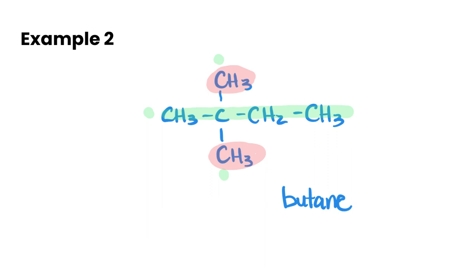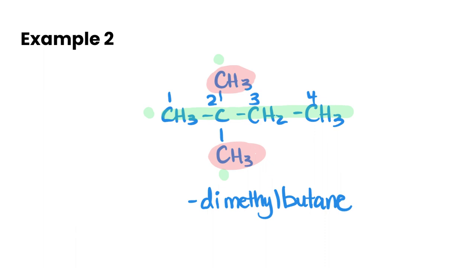We have to decide how we want to number our main chain. And if we go from left to right, it's going to give those 2 methyl groups the number 2, which is exactly what we want. So we have methyl groups. Let's add that in there. And we have to indicate we have 2. So we're going to use the di prefix in front of the methyl.